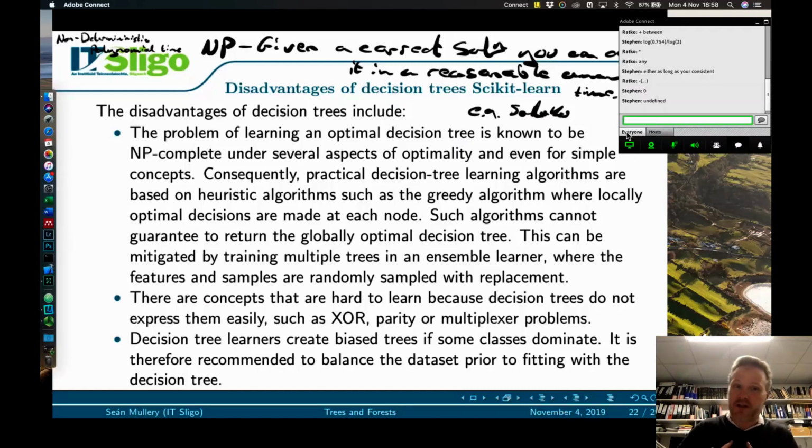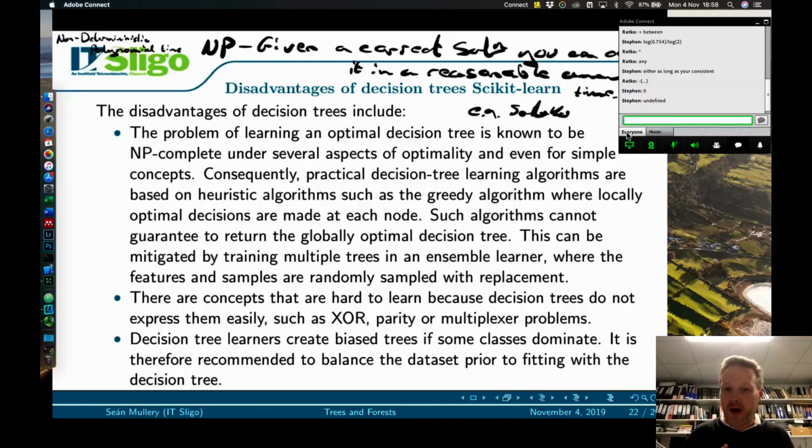Some of the other disadvantages: there are concepts that are hard to learn because decision trees do not express them very easily. Things like the XOR gate, parity or multiplexer problems are actually quite difficult for decision trees to do. XOR and things like that can be solved with neural networks, and it's one of the kind of toy problems that people do.